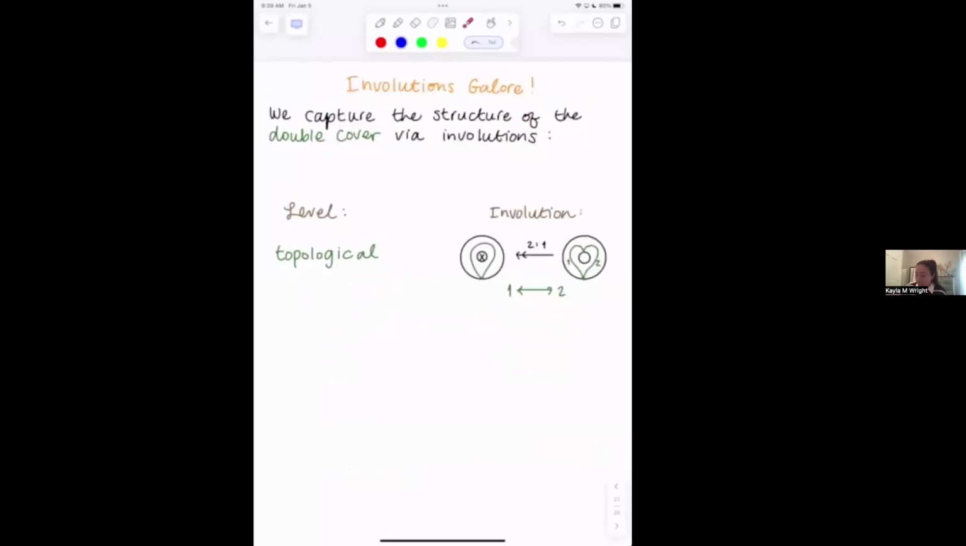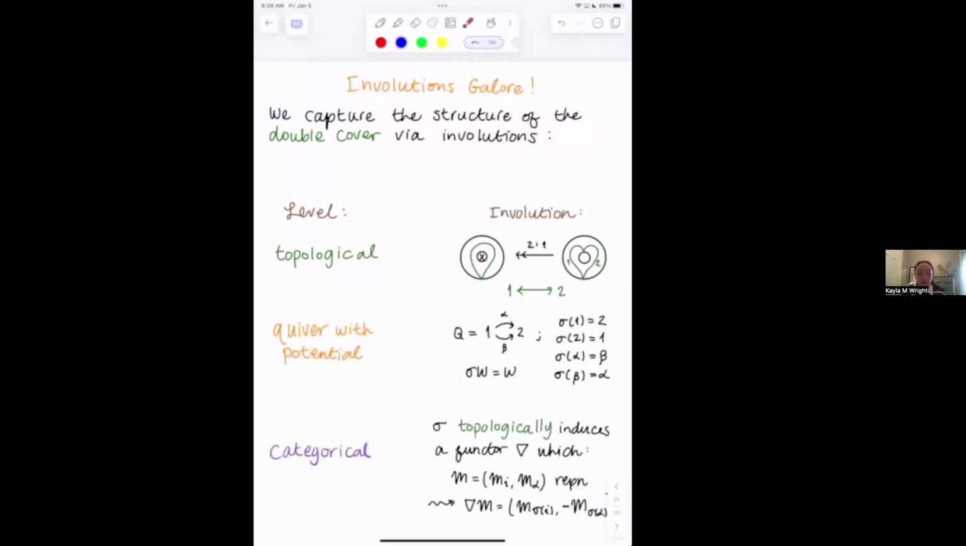So what we ended up doing was defining lots of involutions. So we have this topological involution that comes from the double cover, and we can look at what that induces on the quiver with potential. So we can define this function that I call sigma that just reflects the topological structure. So we have that it fixes the potential. It's flipping these two arcs and flipping these two arrows in this case. And this is going to induce a categorical involution that we call nabla, which is essentially just looking at how this function sigma is behaving on the quiver with potential, and then keeping track of a sign that we introduce here.